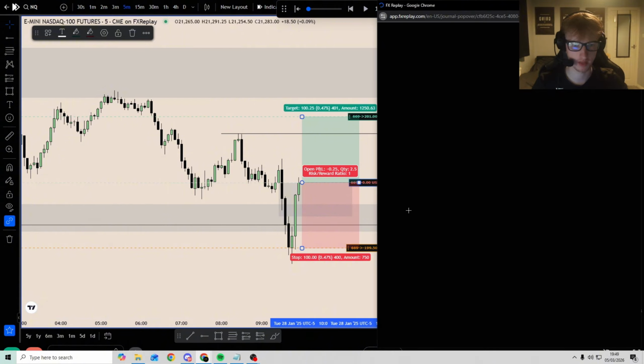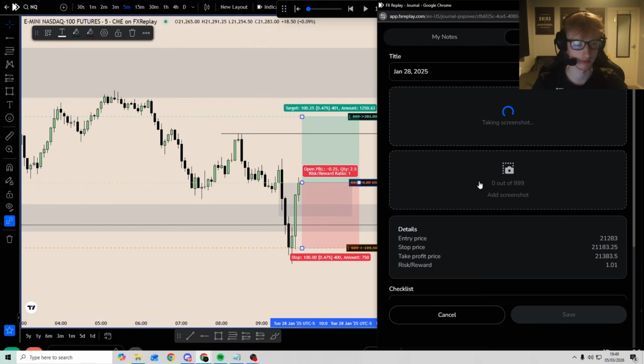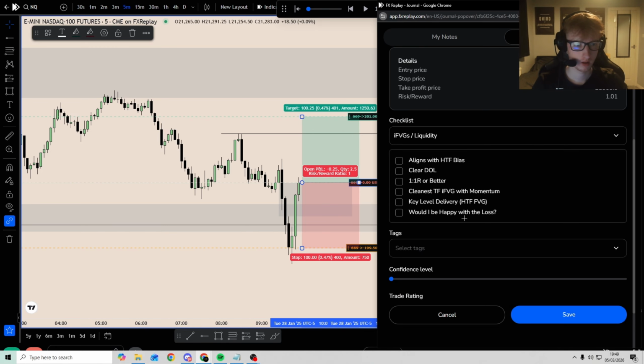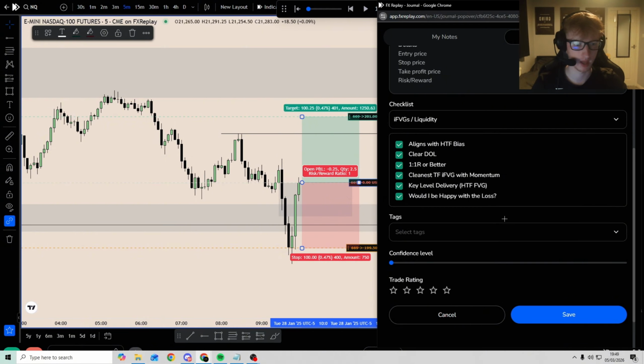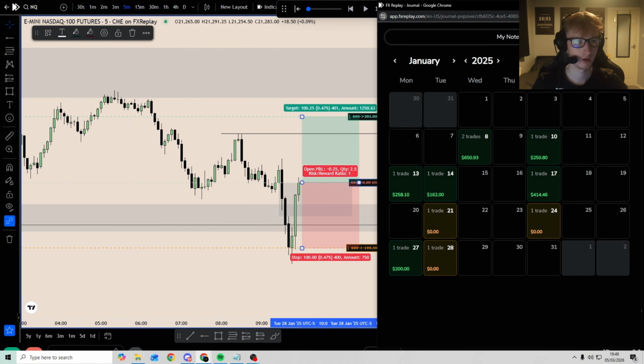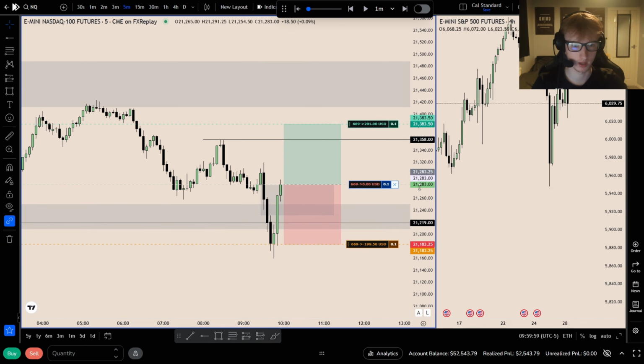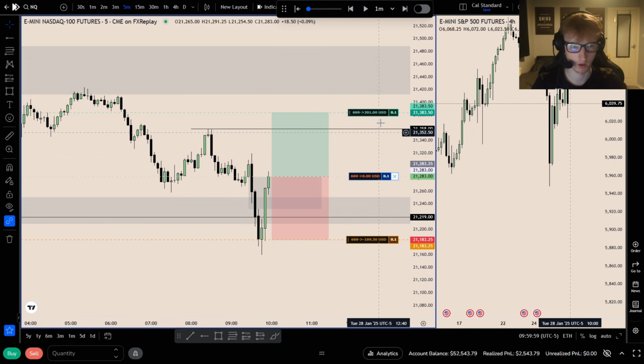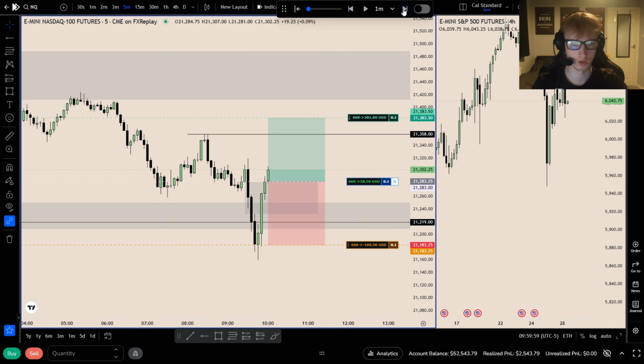So we're delivering from that 30-minute gap, which is a high time frame key delivery. It aligns with my daily bias. I'm more bullish on the higher time frame. Clear draw on liquidity is new opening gap above still. 1 to 1 hour. Cleanest time frame and highest time frame is the 5, which is what we're taking. And we have a key level delivery, which is a 30-minute gap, and I'd definitely be happy taking a loss on this trade. So let's see if we can continue this momentum here. Stop loss at the low of this wick. TP at a 1 to 1.